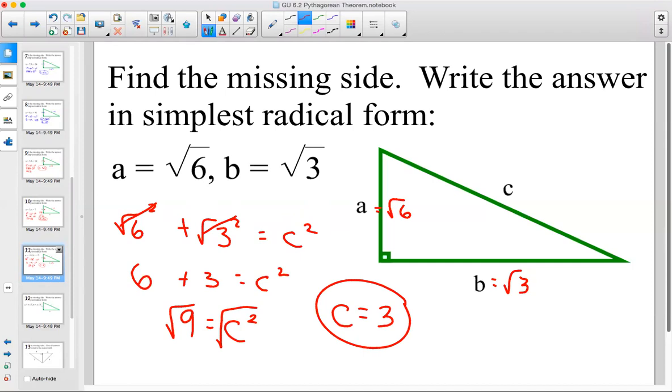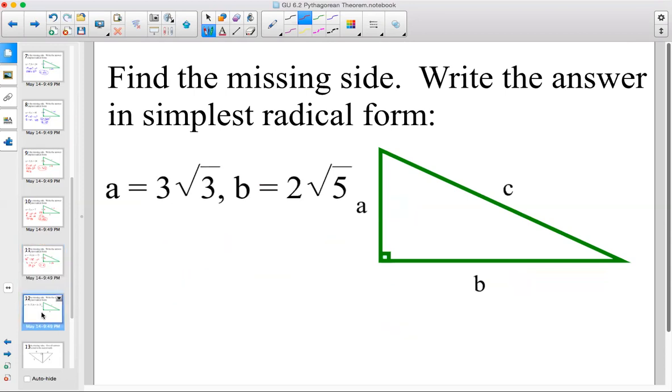Okay. I like when you square radicals because it undoes that radical. It makes the problem a little bit easier to work with. Okay, so there's an example where by squaring these, we got 6 plus 3, which equals 9. And when we take the square root of 9, we get 3.